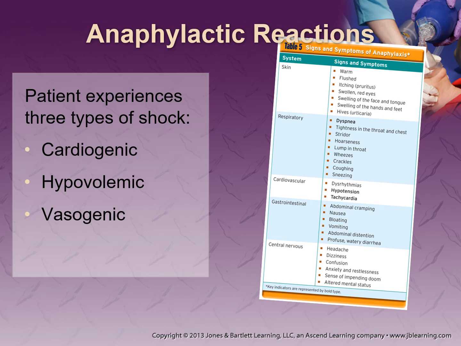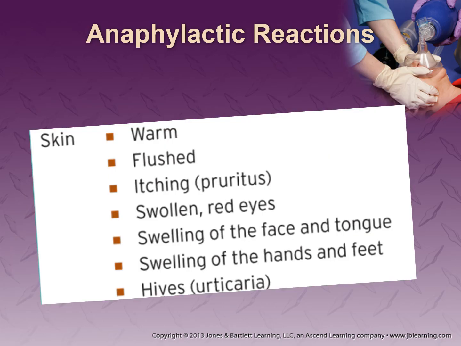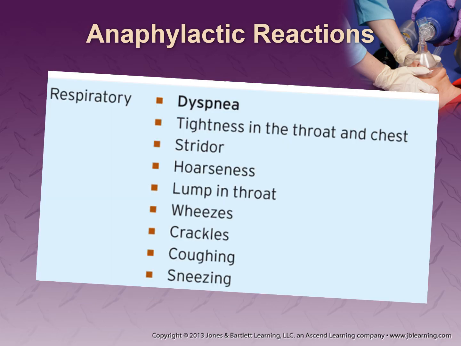So the different types of shock that we're talking about with anaphylactic shock is cardiogenic because it weakens the heart, hypovolemic because they're losing fluid, and then vasogenic because their vessels get so big. They're losing fluid to what we call third spacing. So all of the symptoms, again, on a table in your book, are warm, flushed, swelling, hives, dyspnea. We can have wheezes. We can end up with crackles, coughing up some stuff because they can have increased saliva and mucus in their lungs.